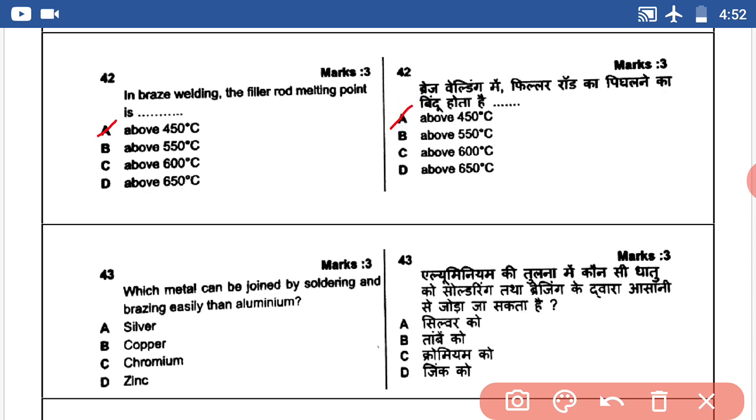Question number 43. Which metal can be joined by soldering and pressing more easily than aluminum? The answer is copper. Answer B, copper.